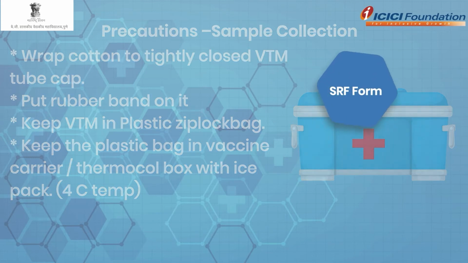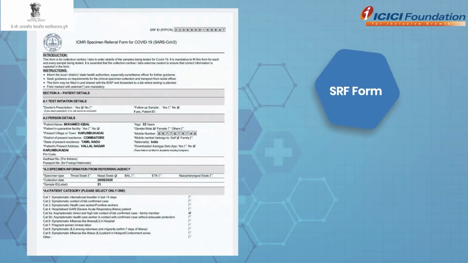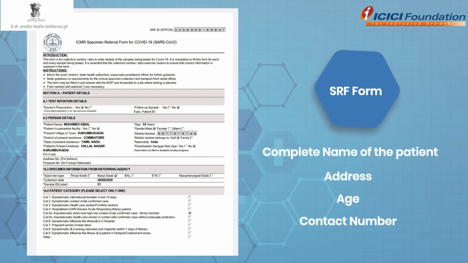Remember to fill up the specimen referral form, that is the SRF form, completely. The essential fields are the complete name of the patient, address, age and the contact number. Because once the individual tests positive, he has to be traced out and his close contacts have to be tested for transmission. For that reason, the mandatory fields have to be filled neatly.